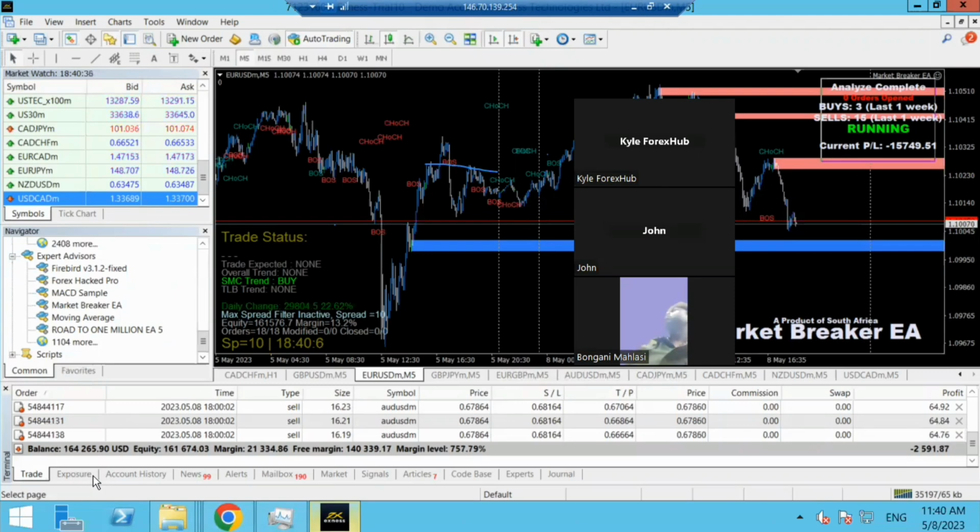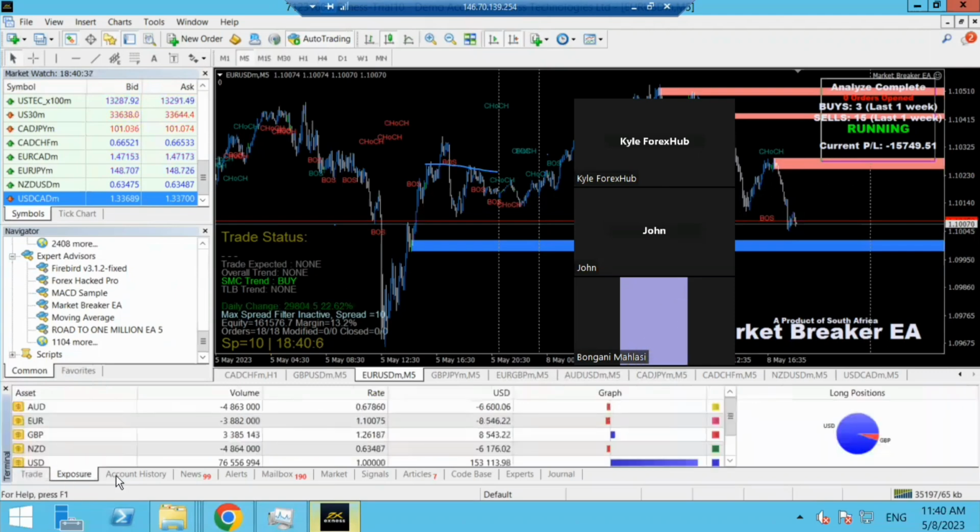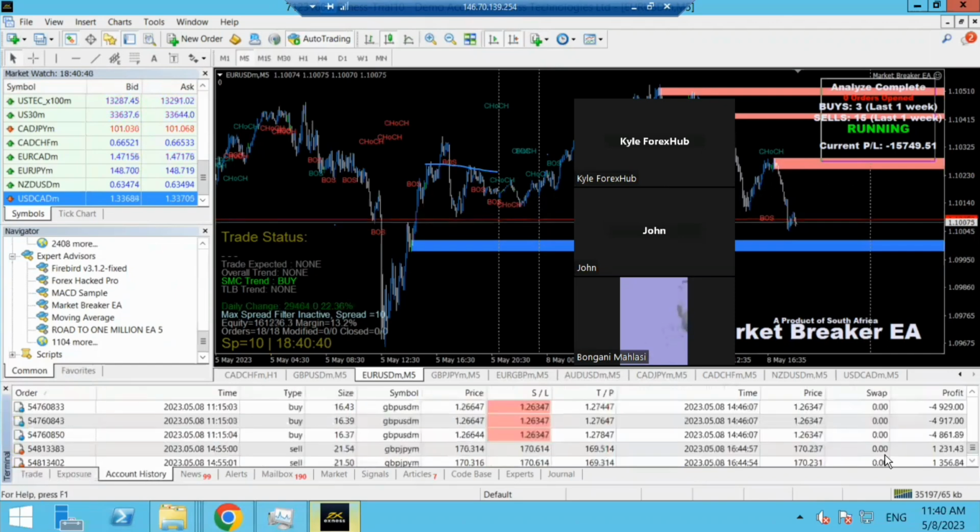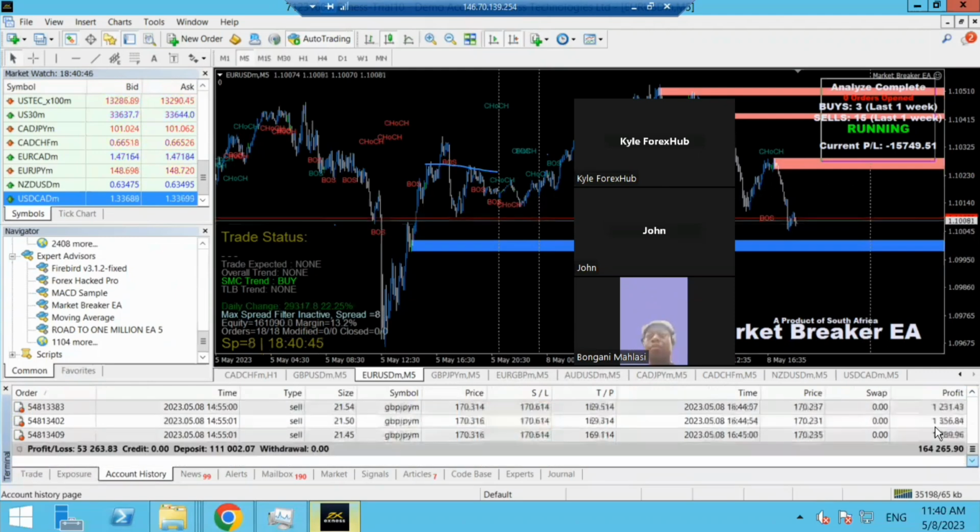Of course, I do get some losses. Nobody doesn't get some losses. This is how the forex game works. But at the end of the day, my profits are actually bigger than my losses. As you can see, there are a lot of losses and a lot of profits. At the end of the day, this is the profit.